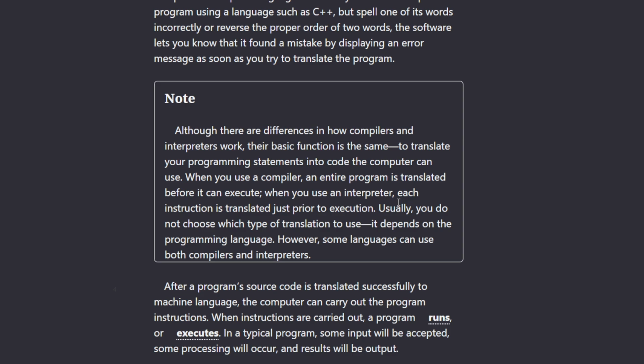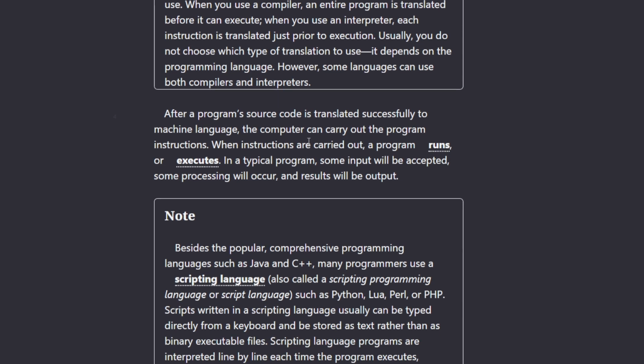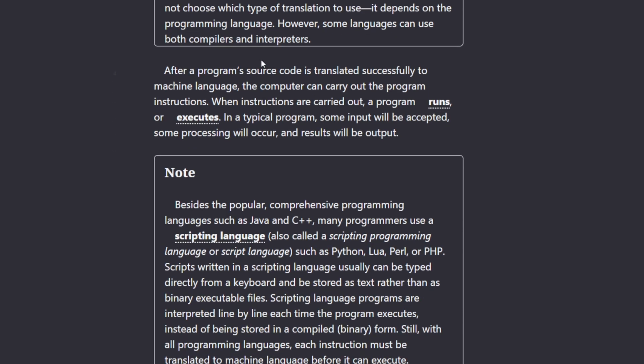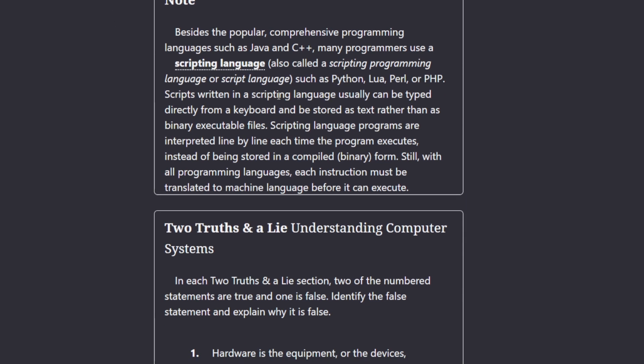So usually you do not choose which type of translation to use. It depends on the programming language. However, some languages can use both compilers and interpreters. After a program's source code is translated successfully to a machine language, the computer can carry out the program instructions. When instructions are carried out, a program runs or executes. In a typical program, some input will be accepted, some processing will occur, and results will be output.